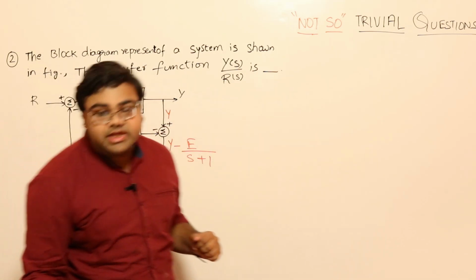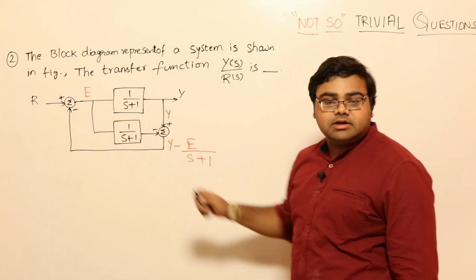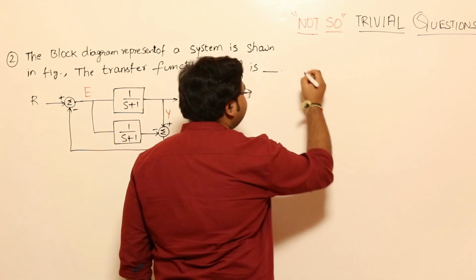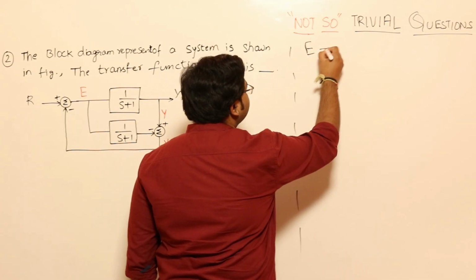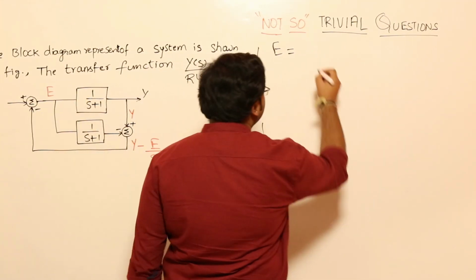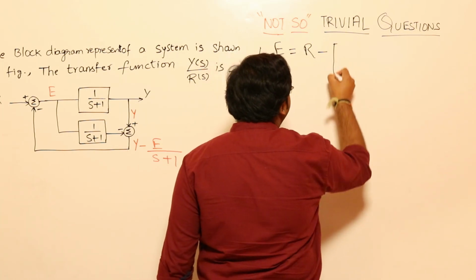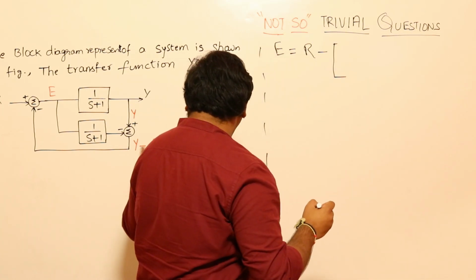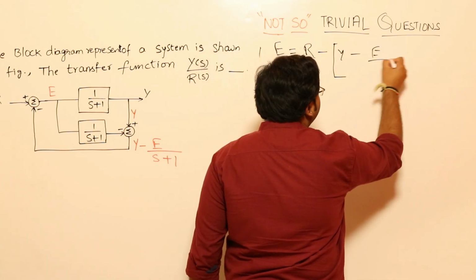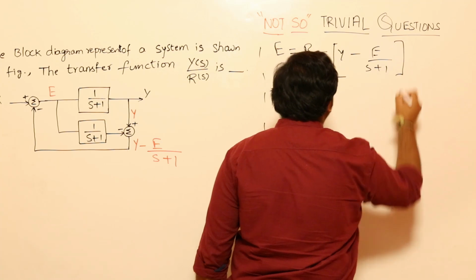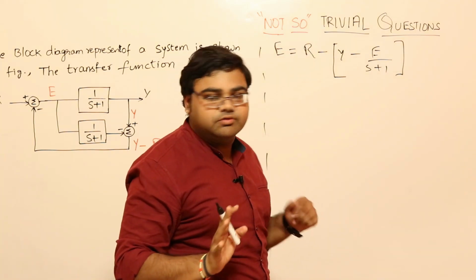What should be the equation? Now I'm going to write the equation for e in terms of the feedback signal that is coming and r. So what will be my e? I will just do a small partition over here. My e over here is nothing but r minus basically this entire feedback signal that is there, y minus e by s plus 1. So that is y minus e by s plus 1. Very simple, no challenge whatsoever so far.